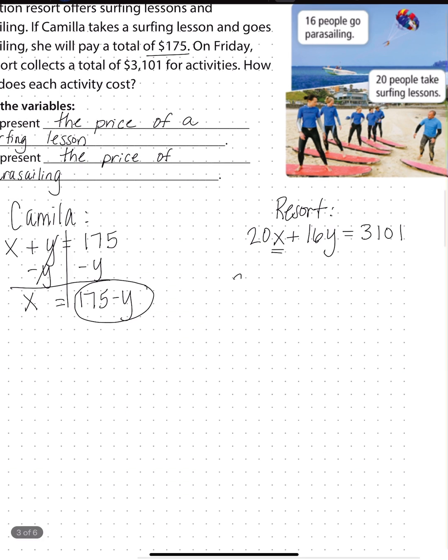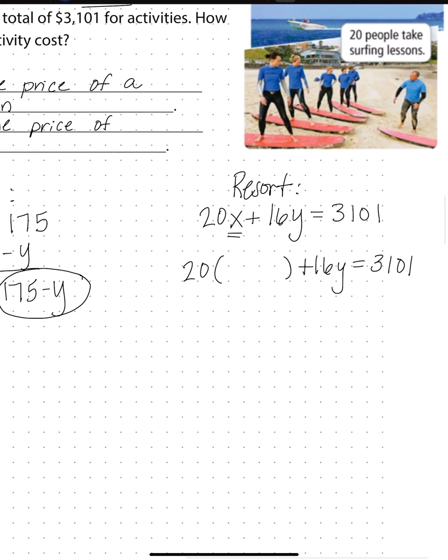So I'm going to say 20 times whatever X is equal to, plus 16Y is equal to 3,101. And in here, we're going to substitute 175 minus Y, since that is the same thing as X. So we have a distributive property here. 20 times 175, go ahead and calculate that. It should give you 3,500. 20 times Y is just negative 20Y.